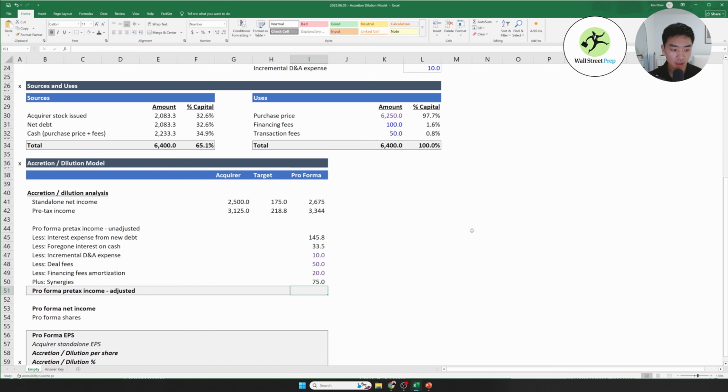Then we can calculate our pro forma pre-tax income. We get our pre-tax income and subtract the sum of all these adjustments here. So we're at 3.08 billion. Let me see if I did something wrong here. Nope, that's right. And then for pro forma net income, we just need to subtract out our taxes, right? So we get our pre-tax adjusted income multiplied by 1 minus our tax rate.